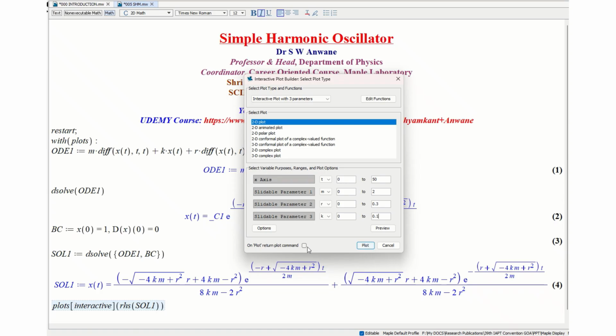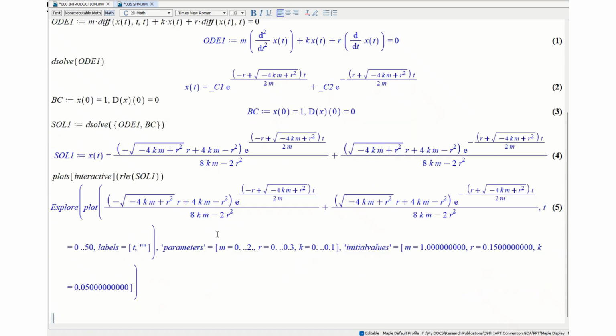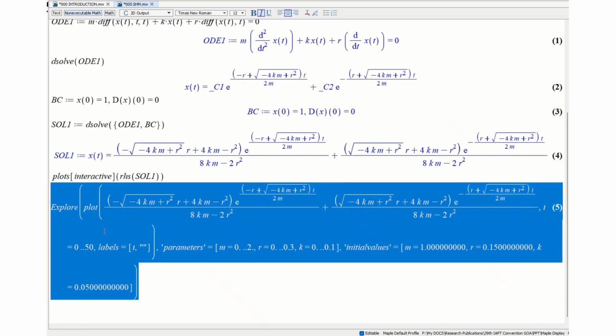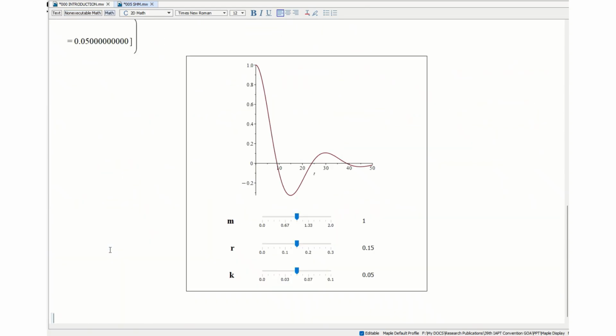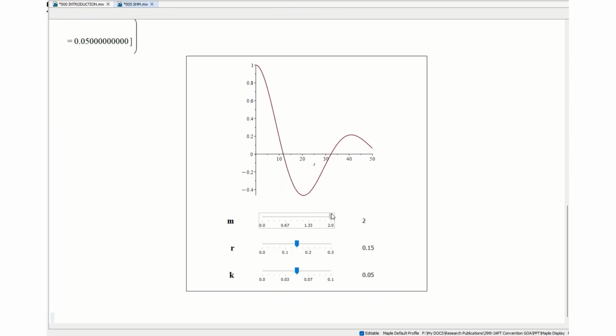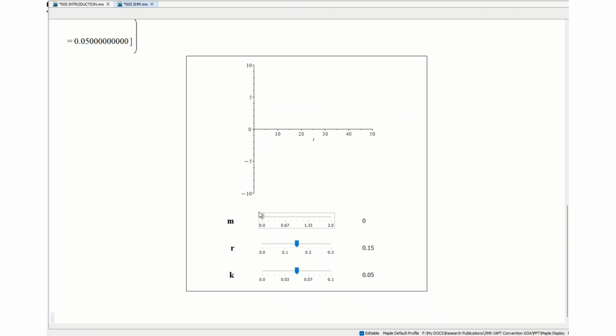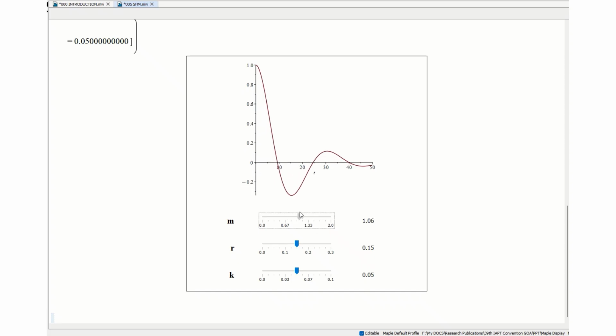So for this I am asking Maple to generate a command. It has generated a command. This command I am taking into the clipboard to copy and paste. So here I am pasting the command and running it. So if I change the mass to 2 kg, what will happen? You can observe. So a kind of deadbeat you achieve here, then it is oscillating.